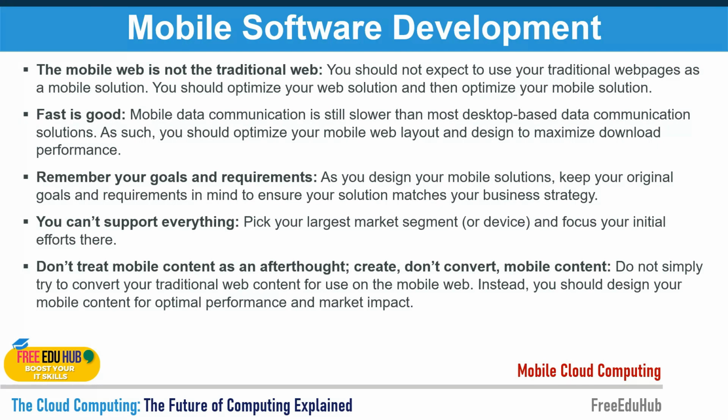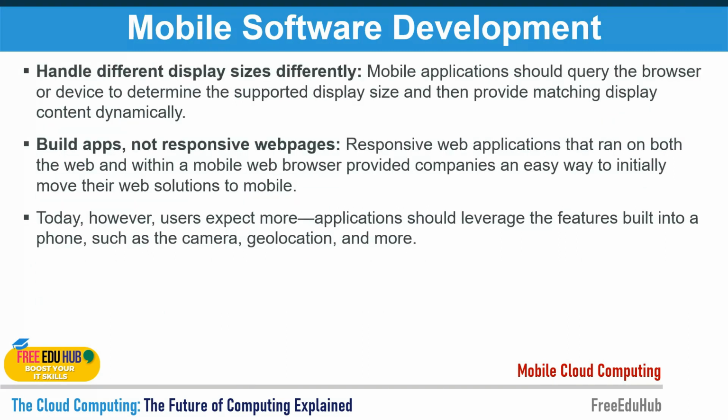That would help you get a quite optimized application that you can use for a specific business. Don't treat mobile content as an afterthought. Don't convert mobile content. Do not simply try to convert your traditional web content to use in the mobile web. Instead, you should design the content specifically for mobile devices, tablets and others, so that it would have optimum performance and a better market impact. That's why you might have seen that the interface of most applications from the big vendors is different for the website, and completely different for the application which they are accessing on the mobile phone.